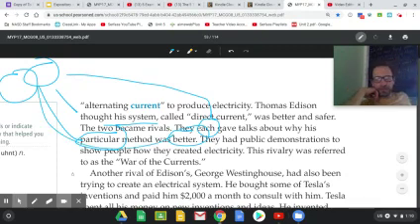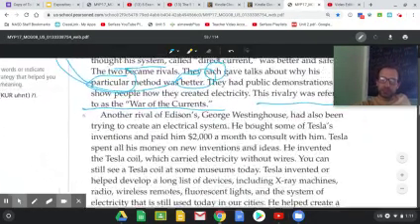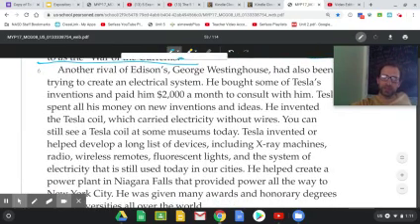It's not just a comparison, it's evaluative. They had public demonstrations to show people how they created electricity. This rivalry was referred to as the War of Currents. Even though it placed this rivalry and debate in time, the majority of the paragraph compares Tesla's method to Edison's, and the disagreement that resulted from those two different methods, and what you read earlier, of course.